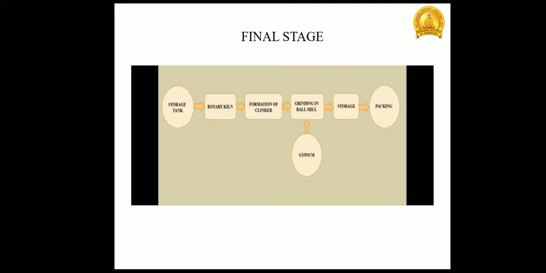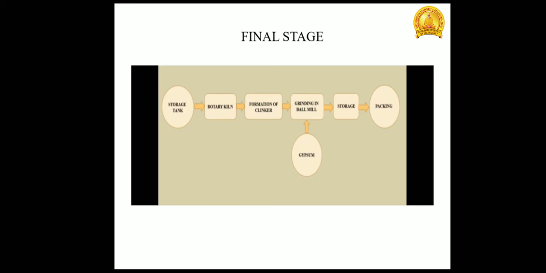This slurry or mixture will be heated to 1300 to 1500 degrees Celsius, and small nodular-shaped clinkers will be formed. These clinkers will be cooled, and then ground in a ball mill. While grinding in that ball mill, we will add gypsum to the clinker.